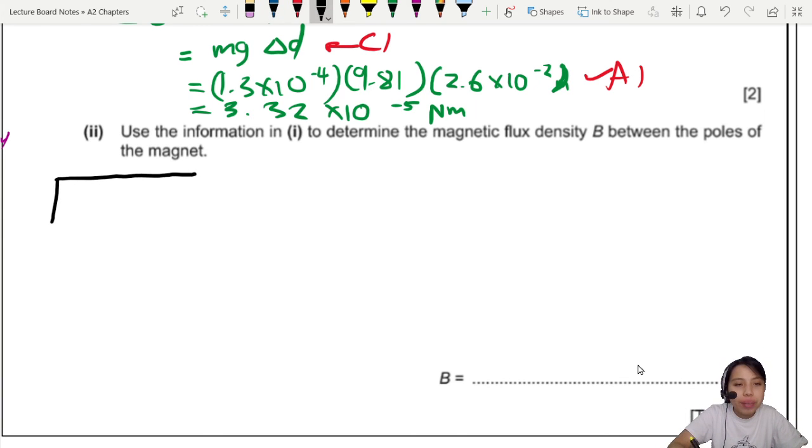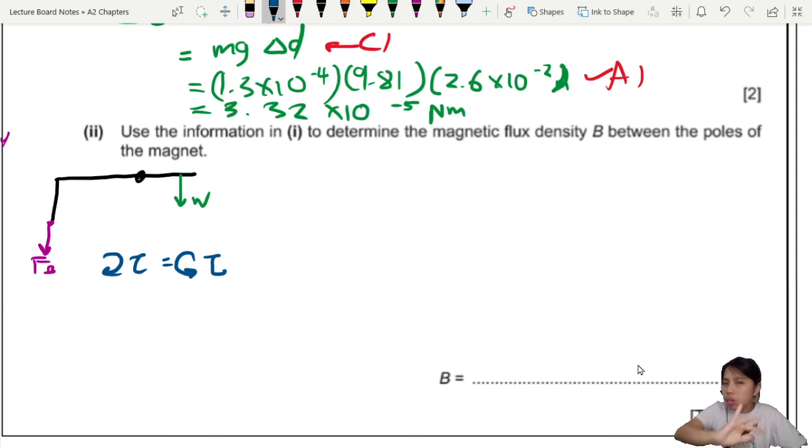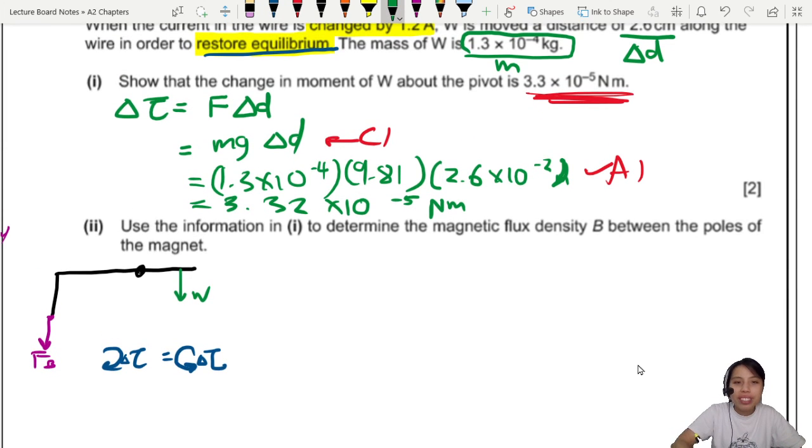So once again, the wire, the pivot, and the two forces: W and magnetic force. Here you want to have a clockwise moment equal to the anti-clockwise net moment. All the forces clockwise equal to anti-clockwise. Oh, we have to use change in moment. Clockwise change in moment should be equal to anti-clockwise change in moment if you want to restore or maintain equilibrium. So the clockwise change in moment you already found. That is the previous 3.32 up here.